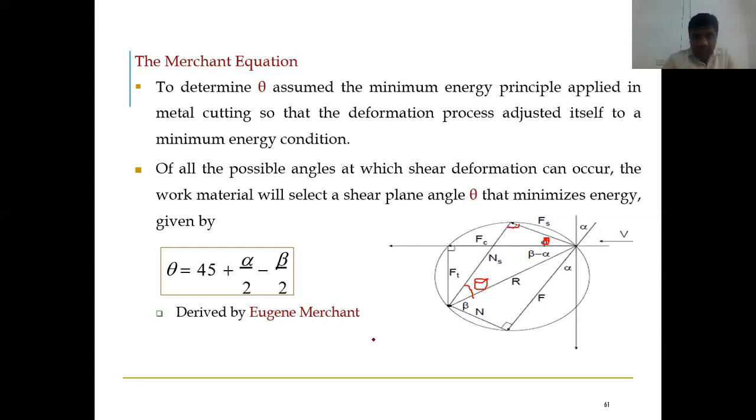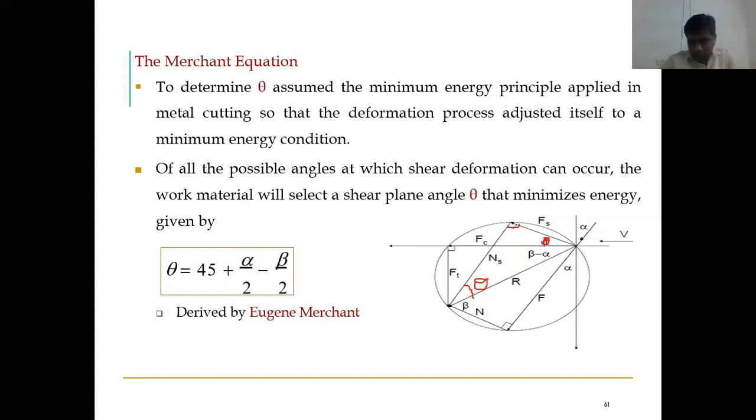From the Merchant circle, the Merchant equation, one more formula comes. As per this formula, theta, which is your shear angle, is 45 plus alpha by 2. So what is alpha here? Alpha is nothing but the rake angle. Rake angle is also called the back rake angle.